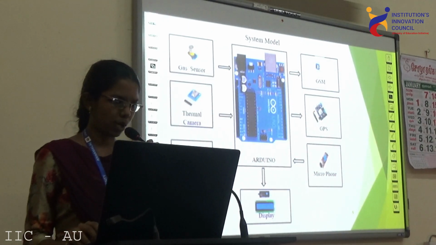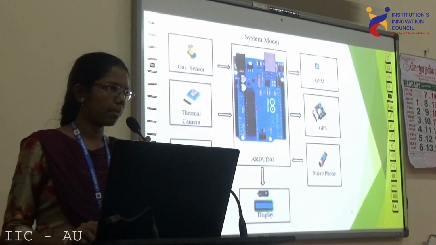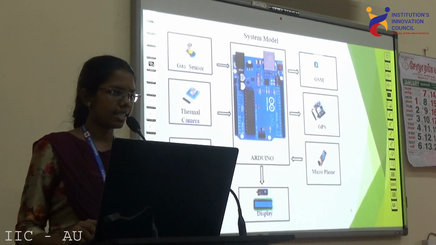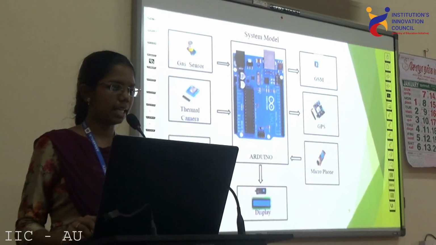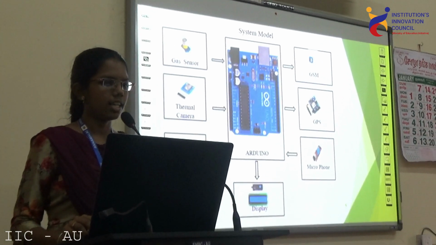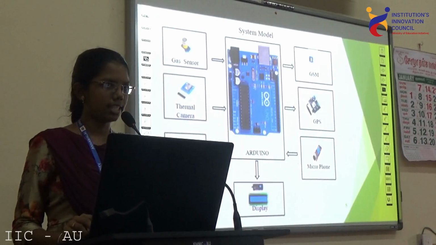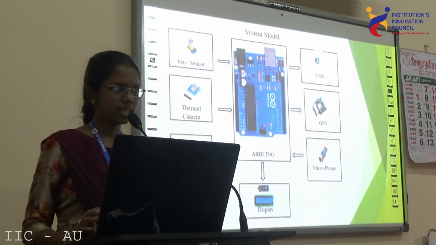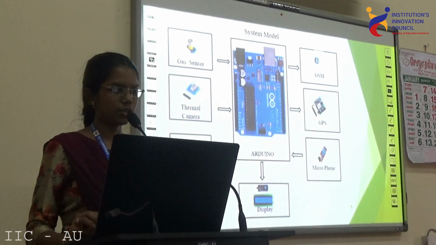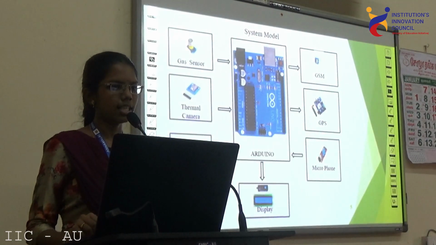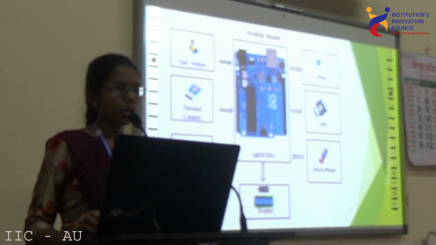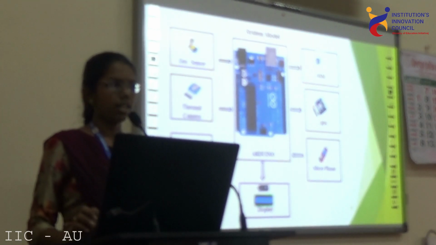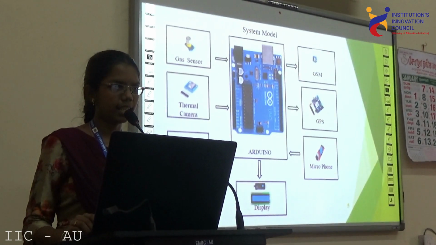This is our system model. The inputs of our microcontroller are the gas sensor, thermal image, PIR state, and the sound, a voice from the human body. If any one of these sensors detects the presence of a human being under the debris, GSM sends a message to the rescue team so that they can be easily rescued.